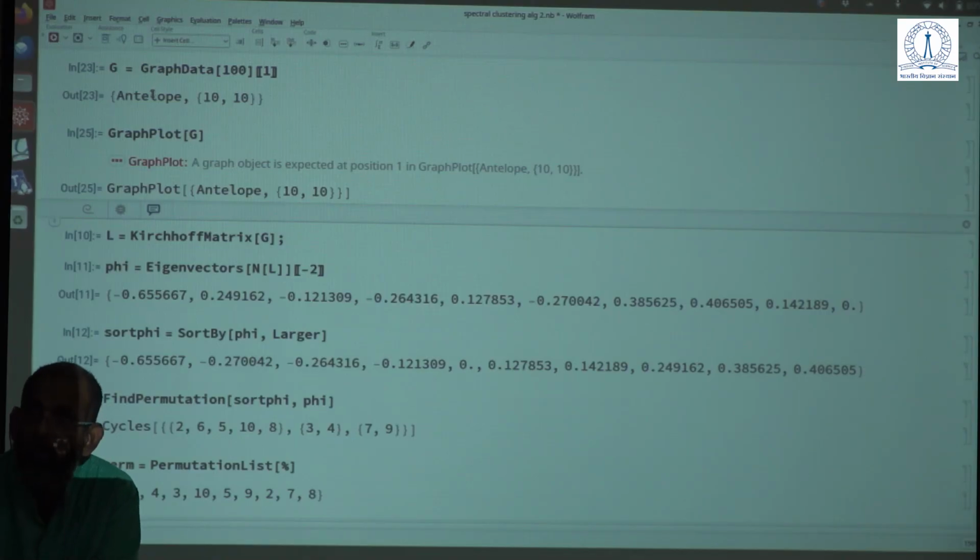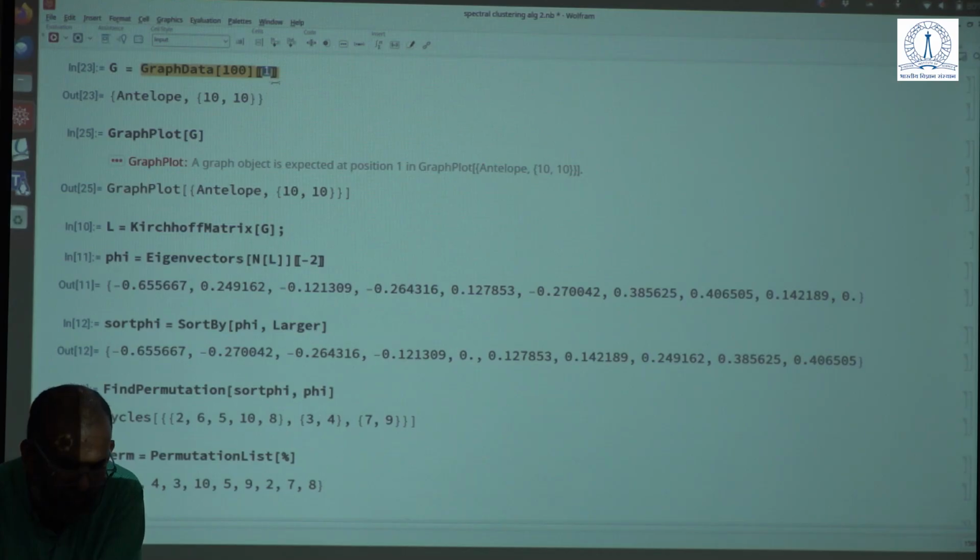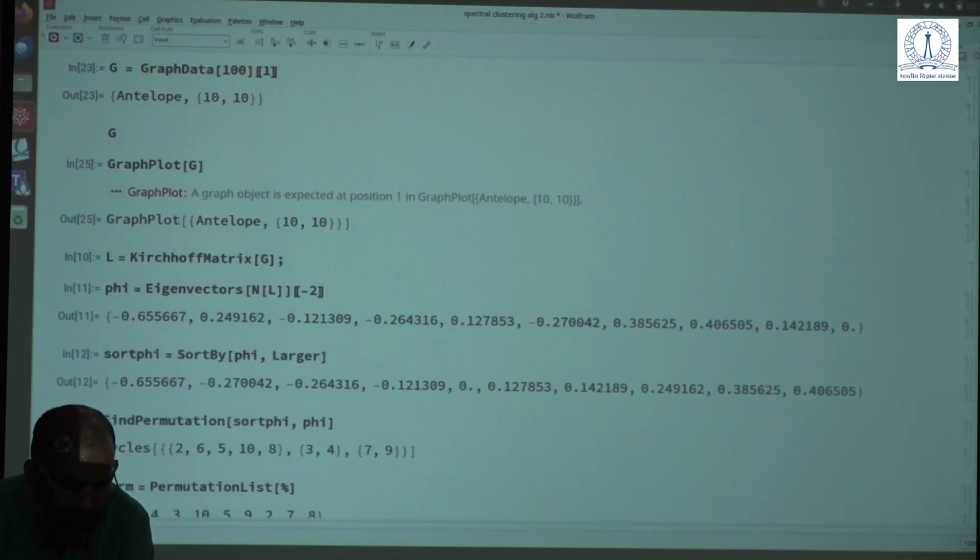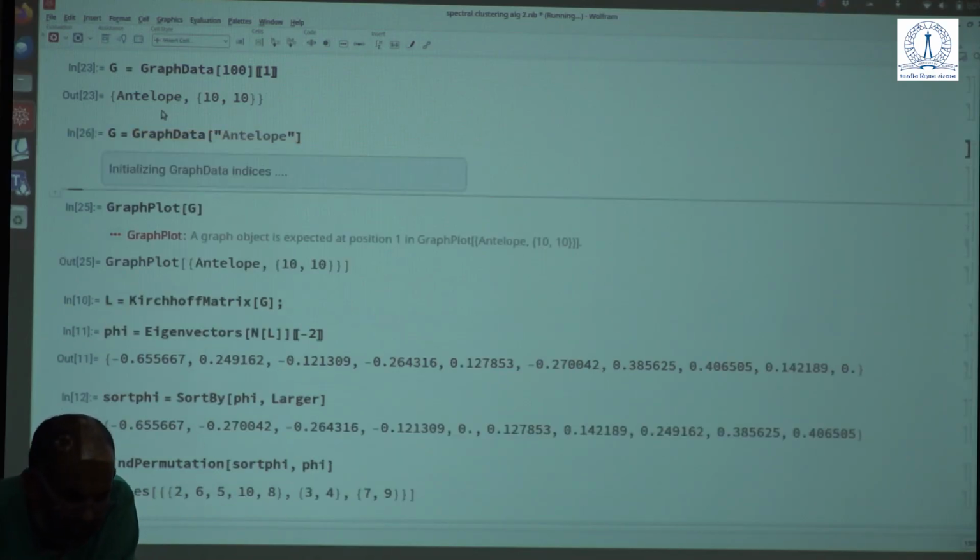No, you write graph data of antelope. G is all the 10 graphs with all the possible graphs. No, G is the first vertex. I took the first element. But try. I think that's a good idea. What Lavanya is saying, you can just try graph data of antelope, within quotes. No, I want to define graph data of antelope. Yeah, you should be able to complete it.